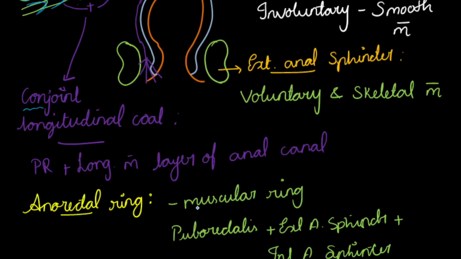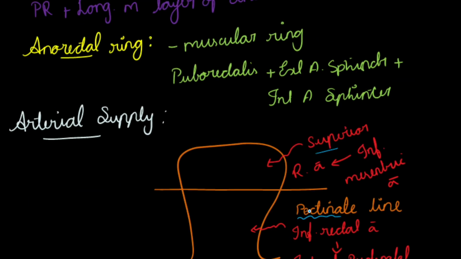And now regarding the anorectal ring, it is a muscular ring and it is made by the fusion of the puborectalis muscle along with the upper part of the external anal sphincter and internal anal sphincter. And regarding the arterial supply, above the pectinate line, it is the superior rectal artery, which is a branch of the inferior mesenteric artery, and below the pectinate line, it is the inferior rectal artery, which is a branch of the internal pudendal artery.